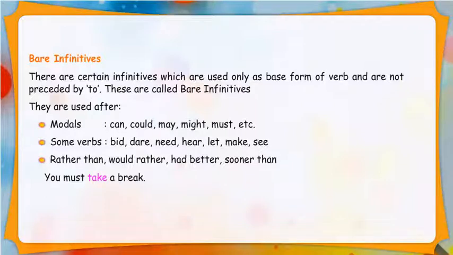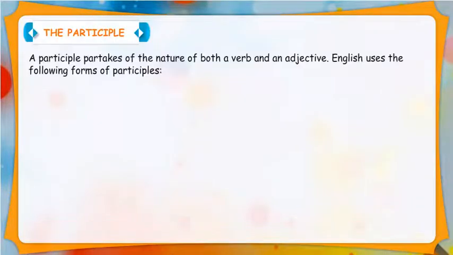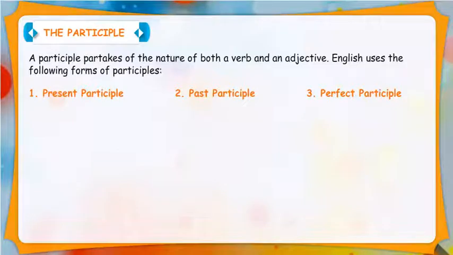You must take a break. Let him sit here. You had better ask his permission. I would rather die than surrender. The participle. A participle partakes of the nature of both a verb and an adjective. English uses the following forms of participles: present participle, past participle, perfect participle.